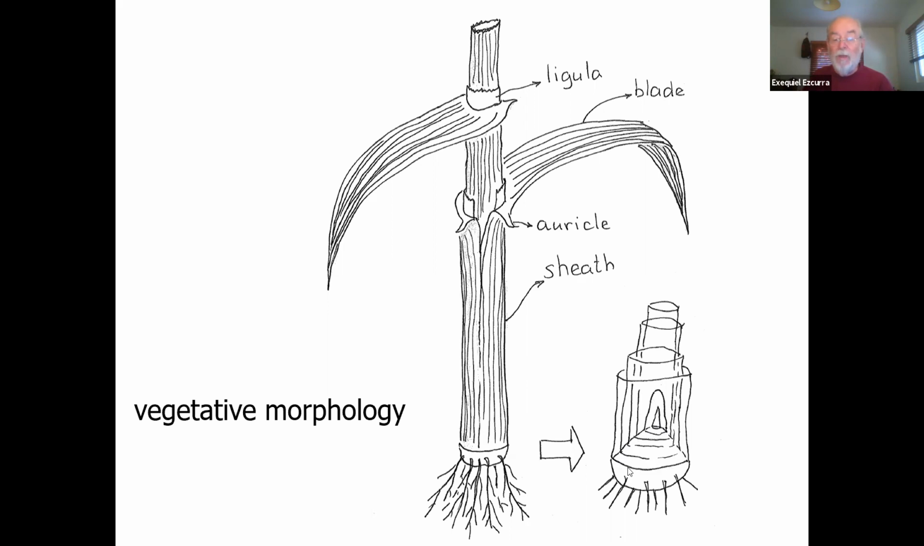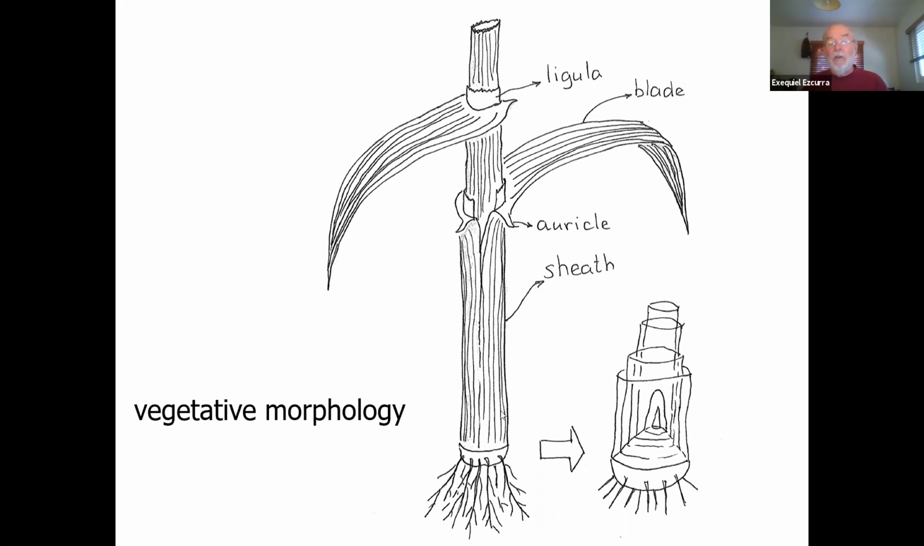It's a short shoot. And the leaves grow from the short shoot with their sheaths. So really this structure here is a set of sheaths, one inside the other, and the leaves coming out at different heights. So this thing that looks like a quote-unquote stem is really a hollow structure formed by the sheaths.